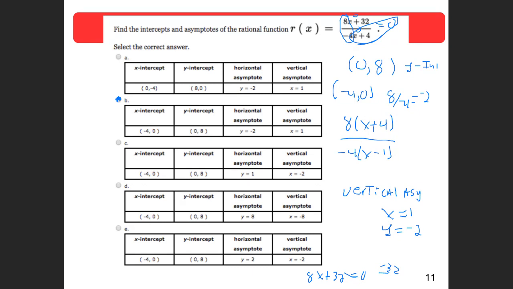All right, so does that make sense? How I came up with the x-intercept, the y-intercept, the horizontal asymptote, and the vertical asymptote. Is that okay? You guys okay with that? I don't want to go on if there's something that you guys don't understand there. Okay.